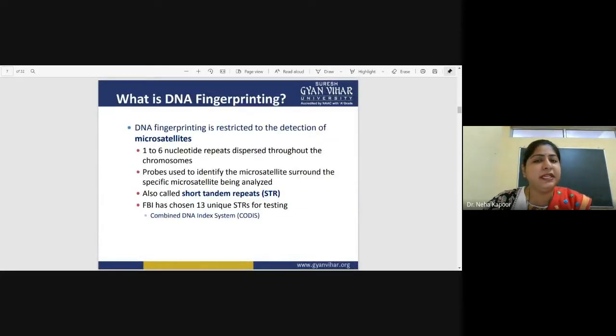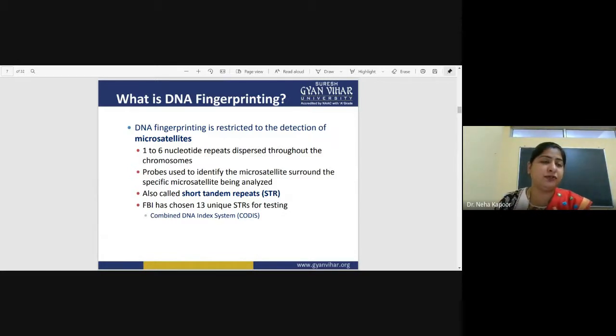So, what is DNA fingerprinting actually? DNA fingerprinting is not only restricted to the detection of microsatellites, that means 1 to 6 nucleotide repeats, which are dispersed throughout the chromosomes. If we want to detect these microsatellites, we have to design certain probes. What are probes? Probes are short stretches of nucleic acids. These probes are basically used to identify the microsatellites surrounding the specific microsatellite being analyzed.